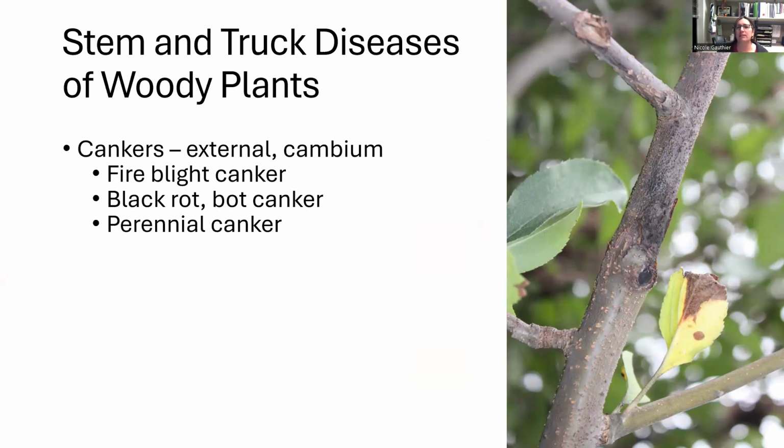So we're going to lump them into some big, broad categories. The first of the stem and trunk diseases are cankers. When we talk about cankers, those are woody stem lesions that start from outside of that woody tissue and work their way in. Basically, they're going to penetrate through the cambium. Some examples of cankering diseases are fire blight, the cankering phase, black rot or bot canker, so that's black rot on apple, for example, and perennial canker or Cytospora canker. That's a familiar cankering disease on peach.